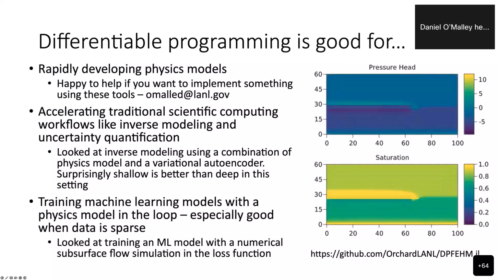Another thing it's good for is accelerating traditional scientific computing workflows like inverse modeling and uncertainty quantification. So we looked at examples of inverse modeling using a combination of the physics model and a variational autoencoder. And something that was kind of surprising here was that we found some advantages to the simpler, shallow networks rather than the deep networks. And we also showed some examples just using traditional methods like the geostatistical approach.